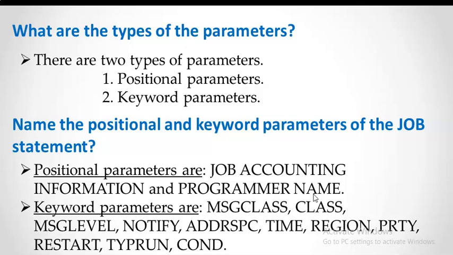Name the positional and keyword parameters of the job statement. Positional parameters are job accounting information and programmer name. Keyword parameters are message class, message level, notify, address space, time, region, priority, restart, type run, and cond.